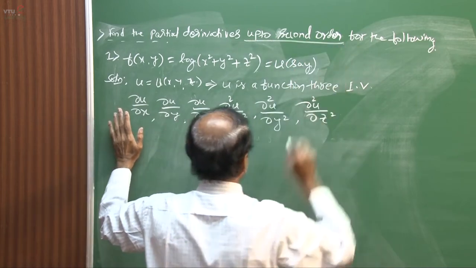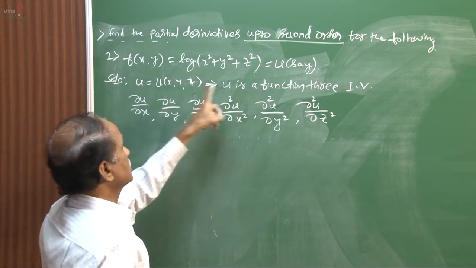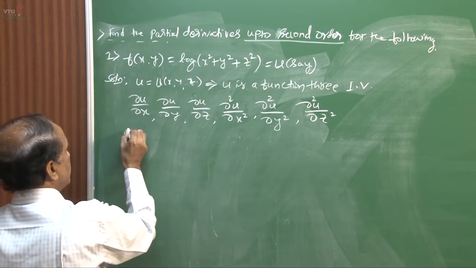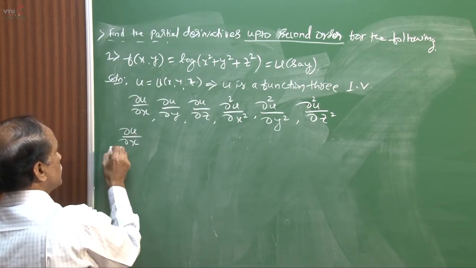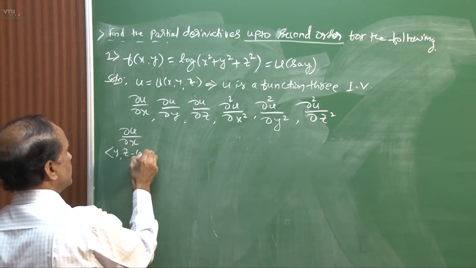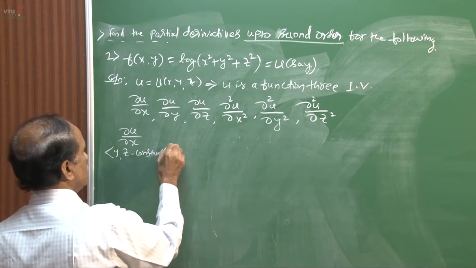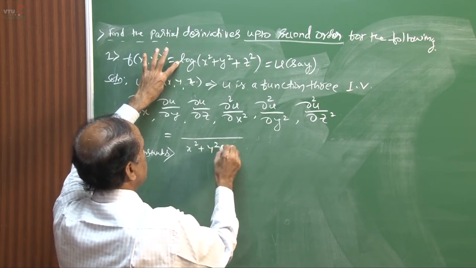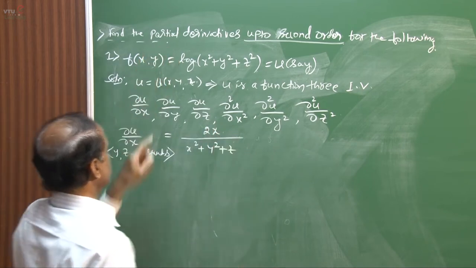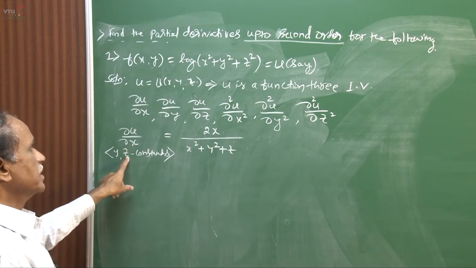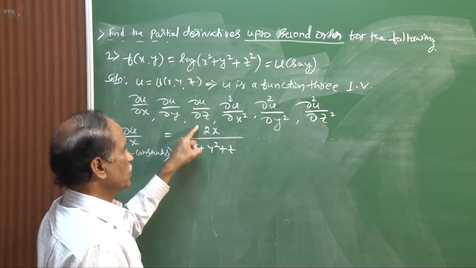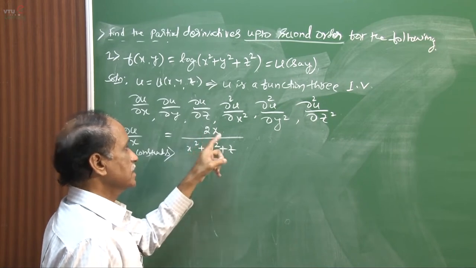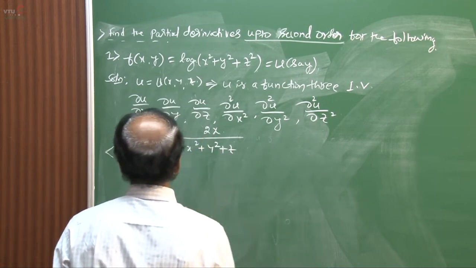Up to second order means first order you have to take as you have taken, u connected to x, y, z. There are three symbols. First I will calculate del u by del x. So what I have to indicate is y, z as constants. Then this is equal to log function, that is x square plus y square plus z square, and then only with respect to x, keeping temporarily y and z as constants. Log of this means 1 divided by it as it is, and with respect to x, you are going to take it as 2x. Then this is the first order derivative.